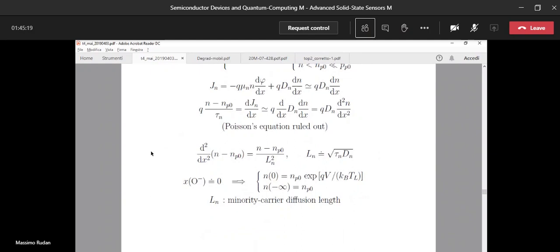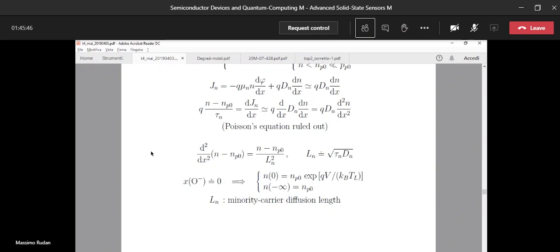Now we can observe that in all these calculations where we have derived the equation, it was never necessary to prescribe the position of the origin of the reference. Of course, we assume that the origin is in the junction, okay?